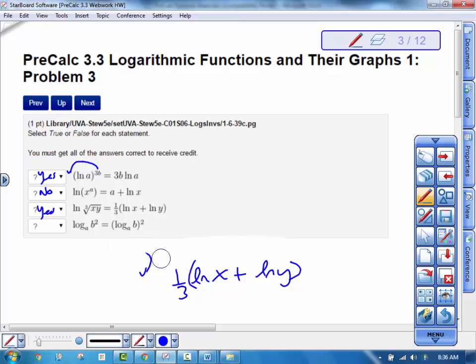And the last one is not true. You can try this with numbers again or graph them both in decimals, but these are not equivalent expressions. You can take this base and put it down front and multiply, but you can't square the whole log. It's a very different thing. So no for that one.